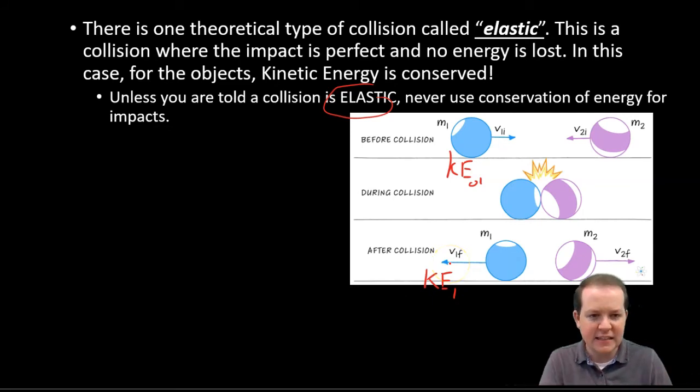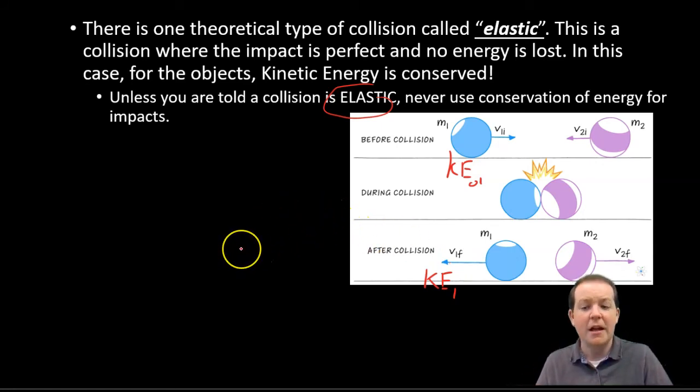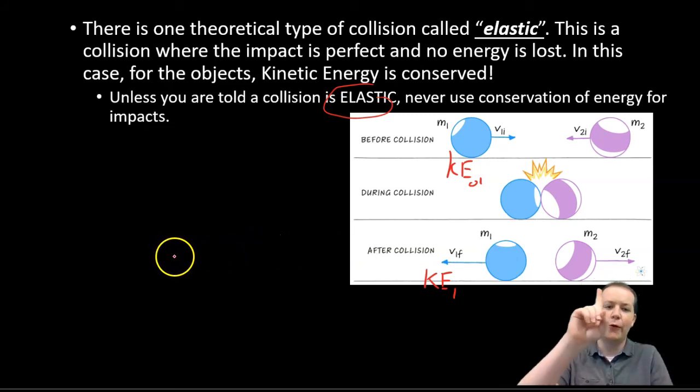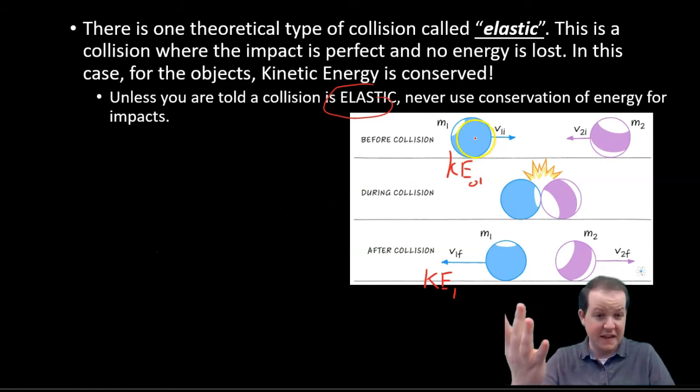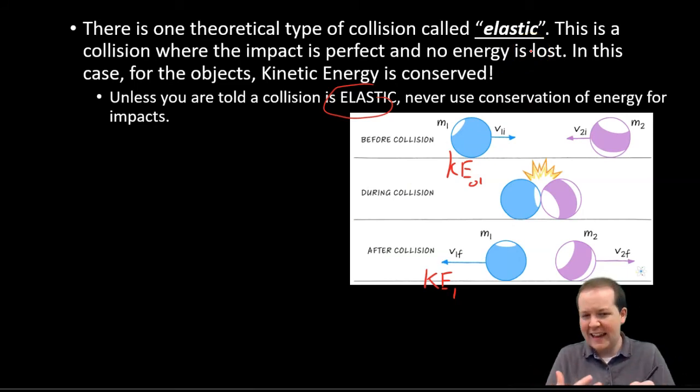If it doesn't say elastic, you cannot use conservation of energy, but you can use conservation of momentum. That's why momentum is really, frankly, a more powerful physics tool. You can use momentum conservation whether you have one thing or two things or 20 things, as long as there's no outside forces. Energy conservation, 9 out of 10 times, 99 out of 100 times, can only be used for a single object as it's moving. With the exception, if you're told a collision is elastic, that means, well, it might not happen in real life, but we'll pretend that it could happen, and then you could use conservation of kinetic energy.